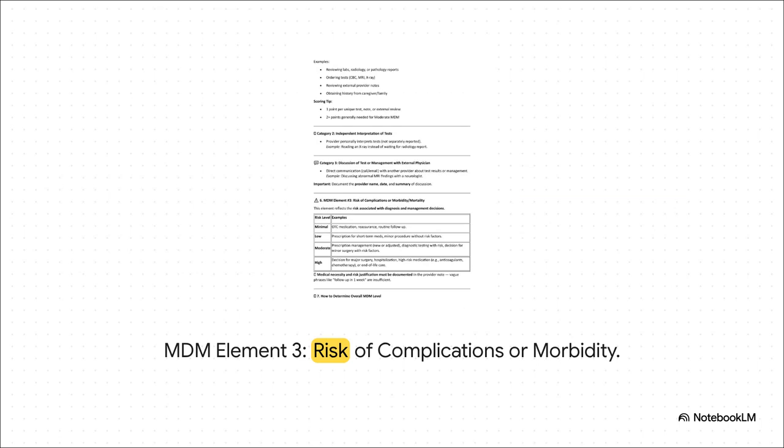Step 3. We evaluate element 3, the risk of patient management. Our provider decided to treat the UTI with a prescription medication. According to the risk logic, prescription management, whether it is a brand new medication or even just adjusting an existing one, lands squarely in the moderate risk category. So, element 3 is moderate.